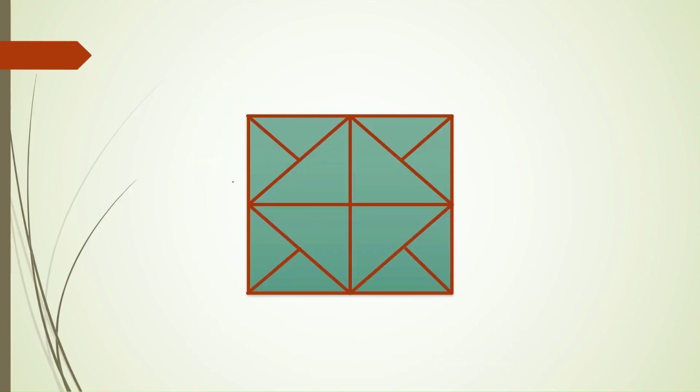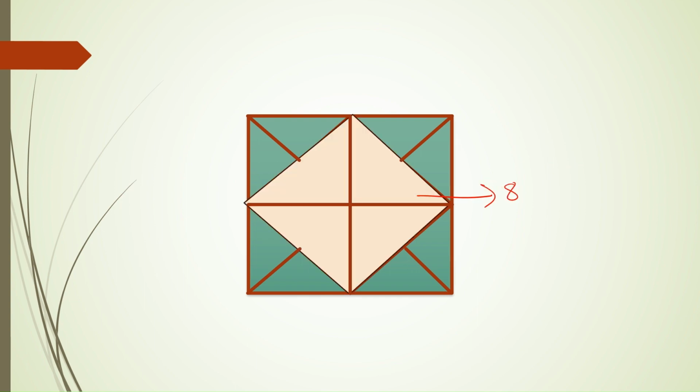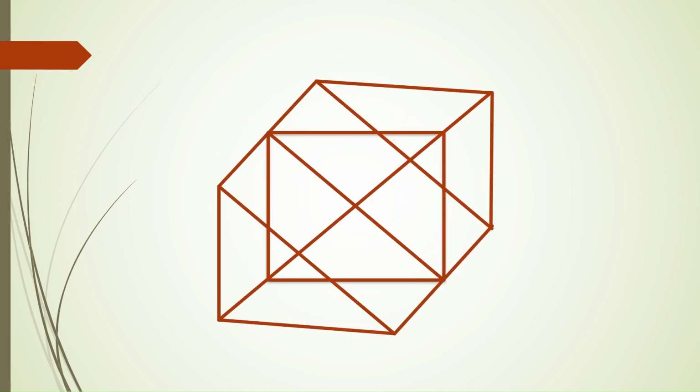In this figure, the inner square is like a square pattern making 8 triangles, and on each and every side we have the triangle pattern. So 4 sides, 4 into 3, that's 12. So 8 plus 12, 20 triangles in total.